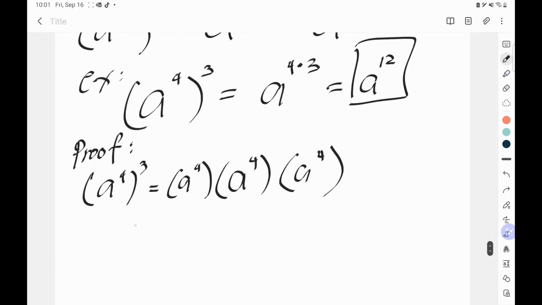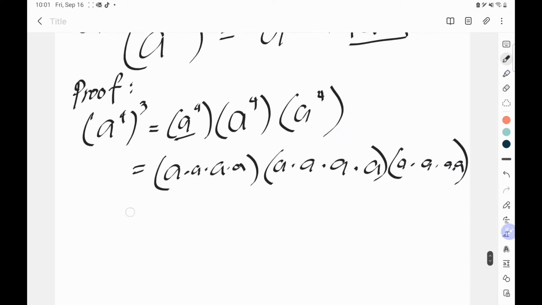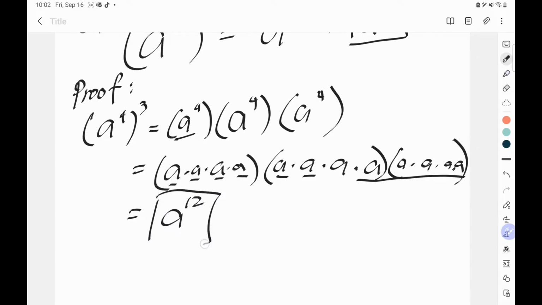Now, so we have here a to the power of 4, which is a times a times a times a, right? And then times another one, a times a times a times a, and then multiply again by a times a times a times a, which means you're going to have to multiply all of them, a times a times a times a times a times a, and so on. So we have a total of 12, a to the power of 12.